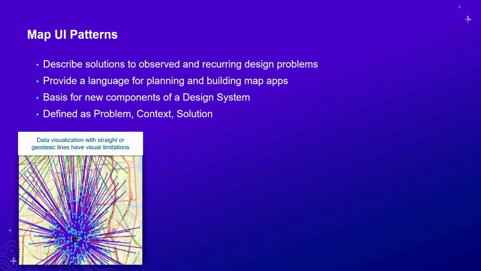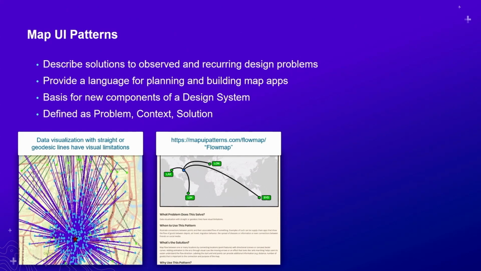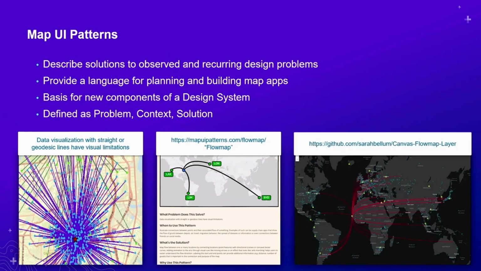The way to do that might be through straight lines, but as you can see on this image, those straight lines actually don't really work well. So what's the solution? Well, we could now get into endless iterations of finding a solution, but guess what? There is already a solution, and it's described in a UI pattern, and the UI pattern has a name. It's called flow map.